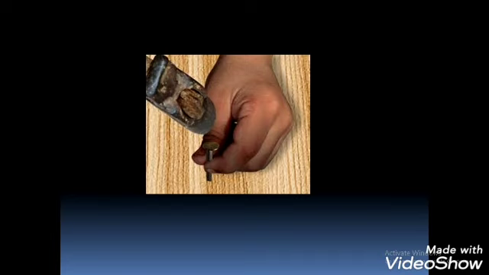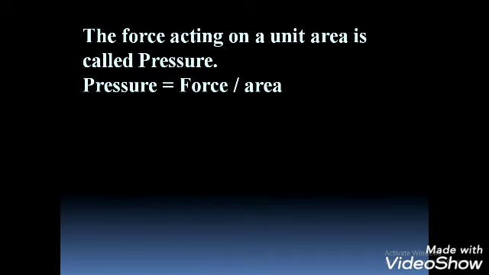Okay, so what do you mean by pressure? The force acting on a unit area is called pressure. Pressure is equal to force divided by the area on which it acts. At this stage we consider only those forces which act perpendicular to the surface on which the pressure is to be computed. So note that the area is in the denominator in the above expression.